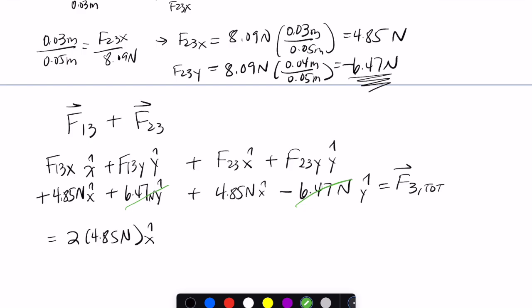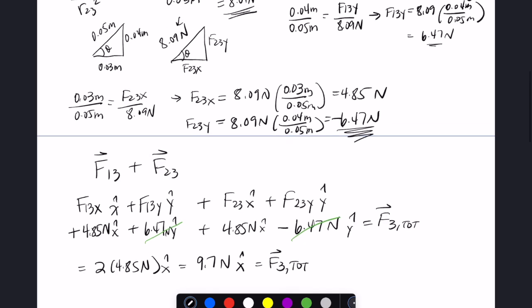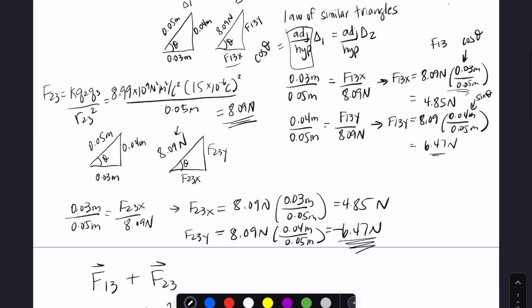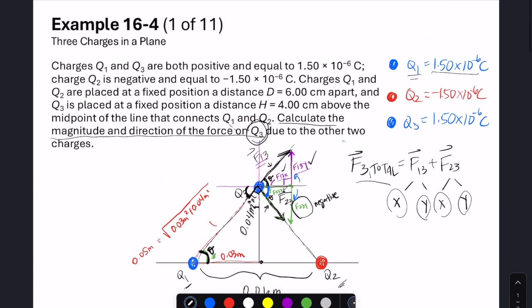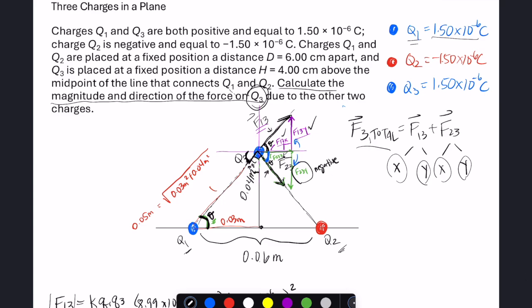So our total force on 3 due to 1 and 2 is going to be 9... I don't trust my brain right now. 2 times 4.85 is 9.7 newtons in the x hat direction. That is our F3 total. Okay, so the question: calculate the magnitude and direction of the force. Well, magnitude, 9.7 newtons. Direction, to the right, or the positive x direction. Okay, all right, so that is example 16.4. We're basically bringing physics 1 vectors back in, but applying the concepts of forces between charged particles.